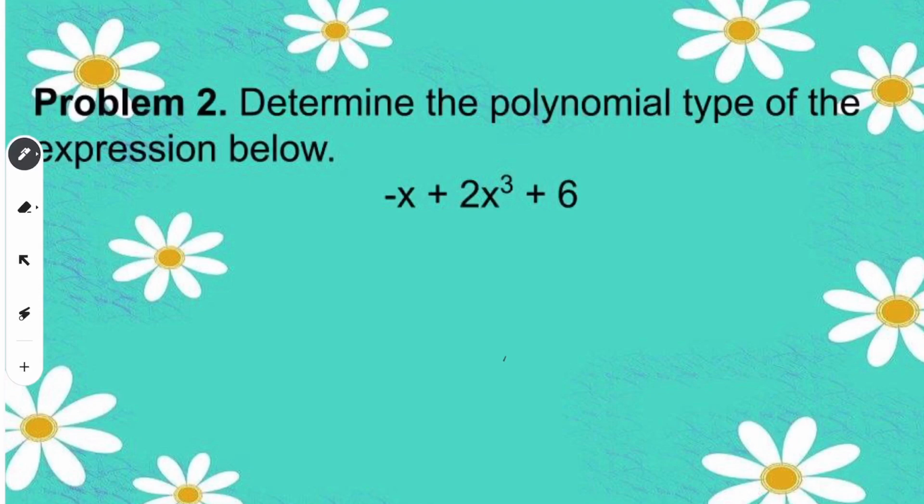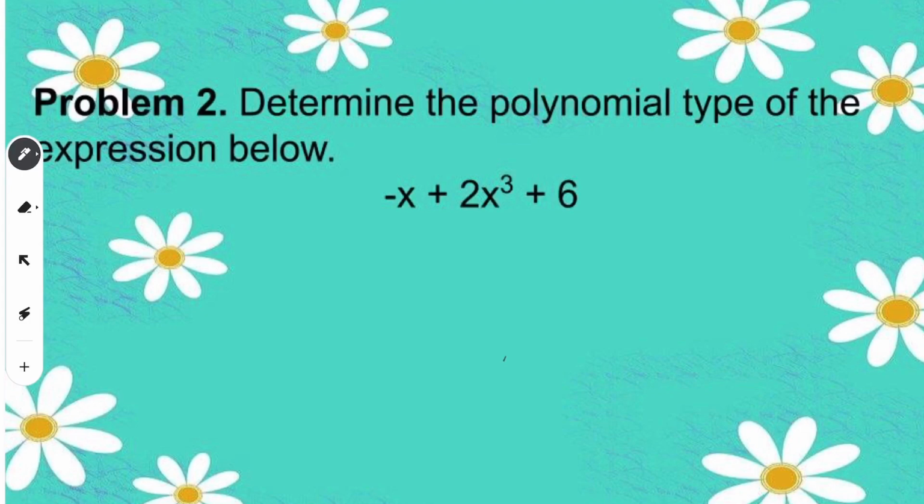Problem number 2, determine the polynomial type of the expression below. We have negative x plus 2x cubed plus 6. So first things first, I want to make sure my expression is simplified. It is simplified because I see I don't have any like terms. So step number 2, I want to determine my degree type.